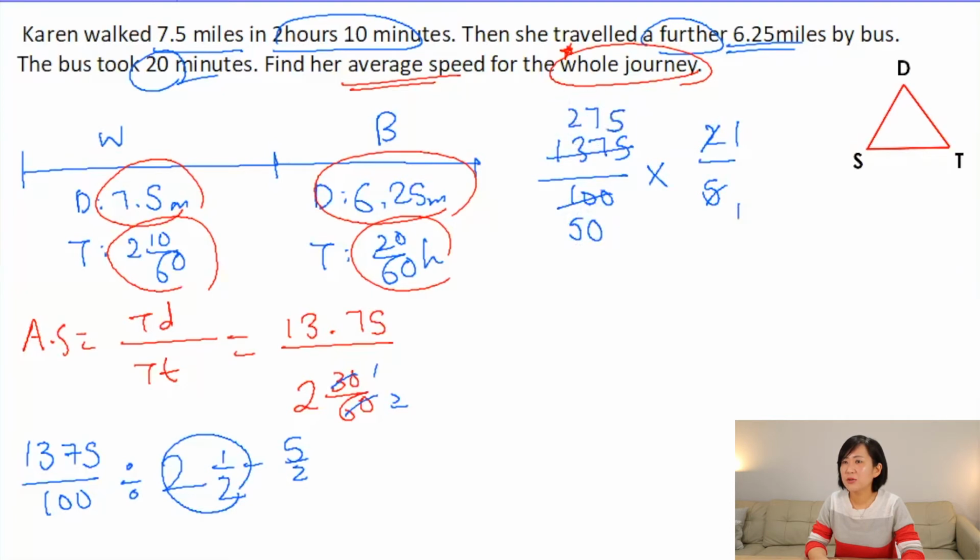Then 275 divided by 5 again. 10 and you can see 55. So that is 55 tenths. Add a decimal: 5.5. And check the unit: miles per hour. This is our answer.